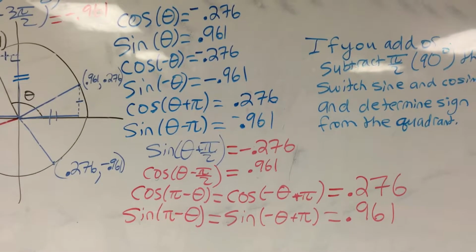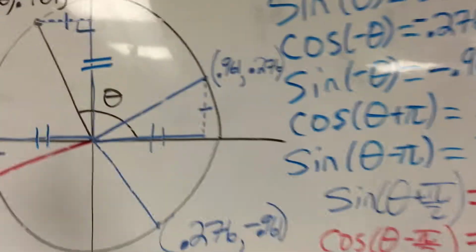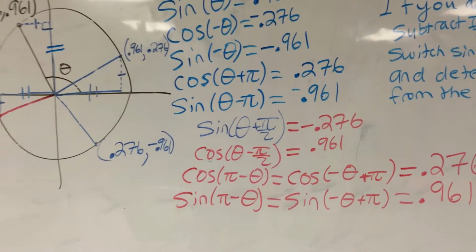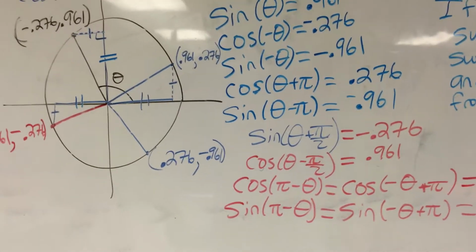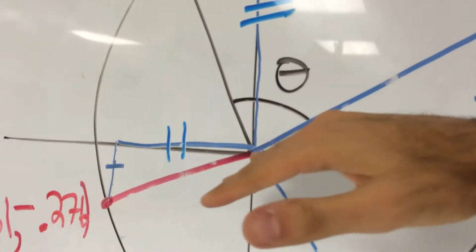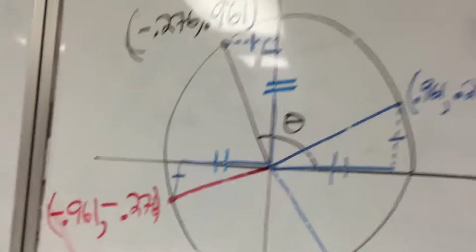Now they're asking us sine of theta plus pi over 2. If we step back and think about this for a second, we've started here in Q2, and they want us to add pi over 2. In other words, they want us to add 90 degrees. So that means since we're adding, we want to go counterclockwise. So we're going to end up here in quadrant number 3.